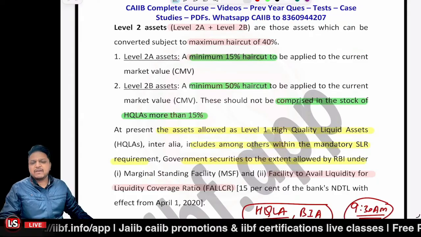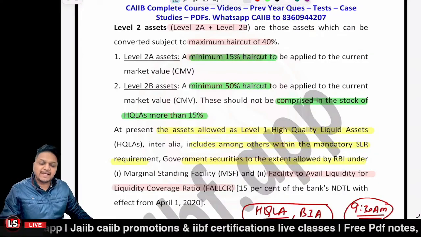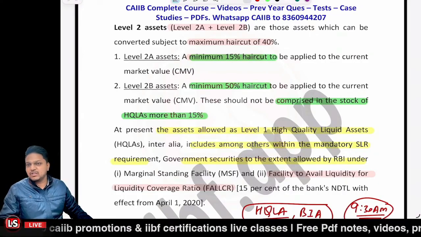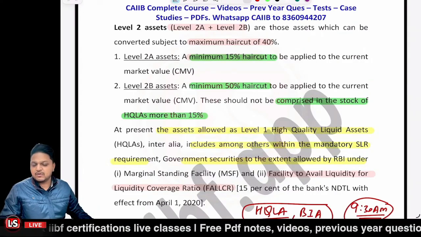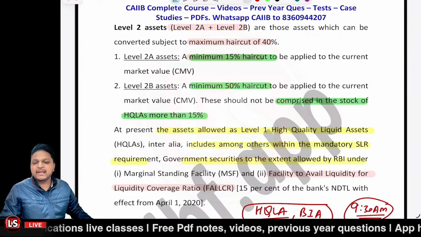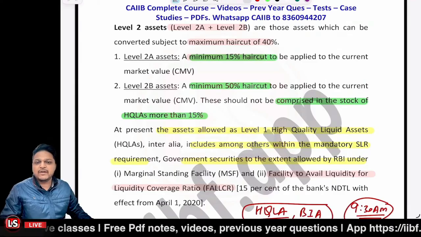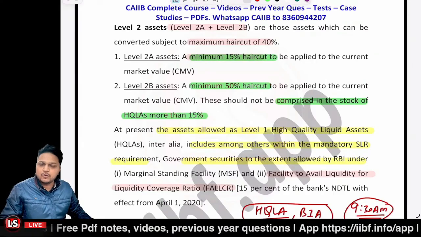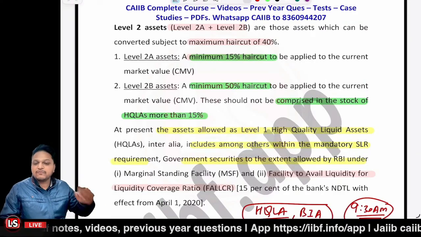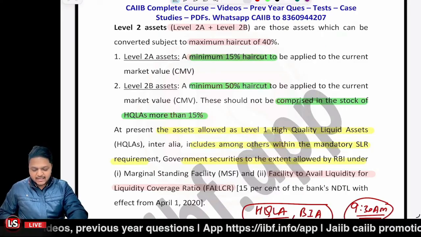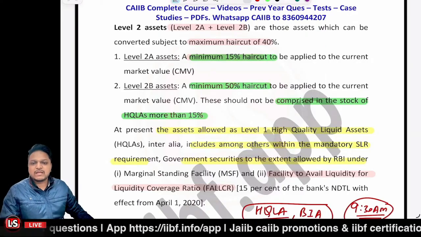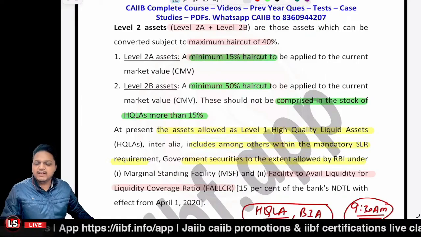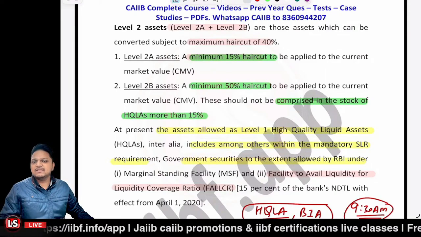Now, HQLAs are very much important if we are dealing with the LCR, that is the Liquidity Coverage Ratio, which is a ratio related to the short-term resilience of the bank, right? For the 30-day time horizon, the bank is to maintain 100% of the net cash outflows, and that is to be maintained in the form of HQLAs, that is high quality liquid assets. So I hope you must have gone through the particular video and learned the concept.